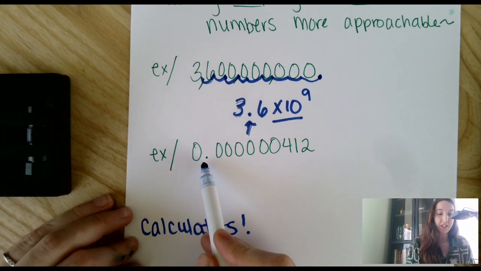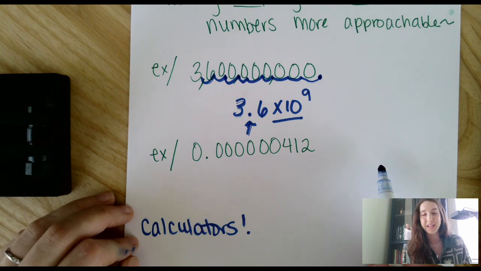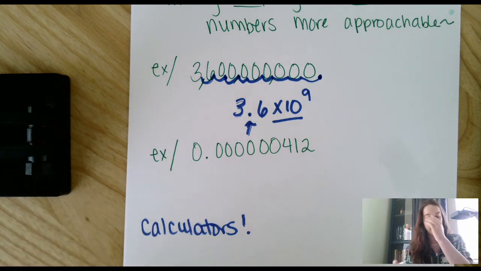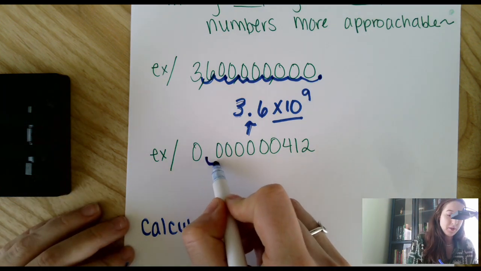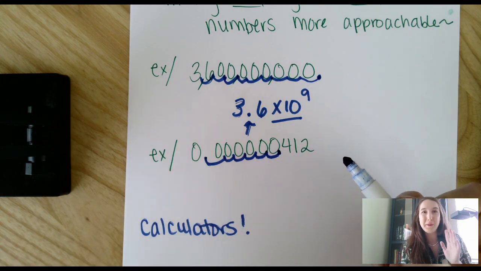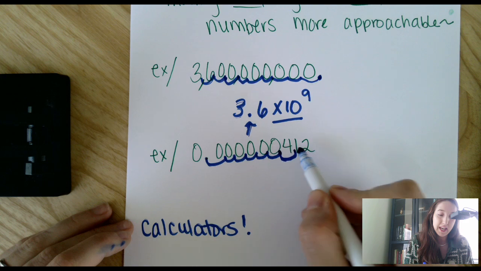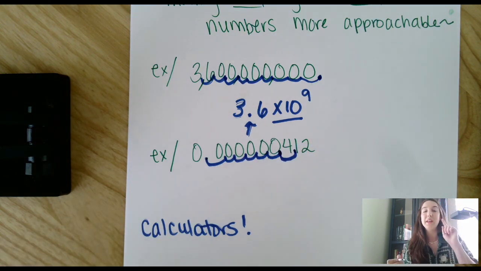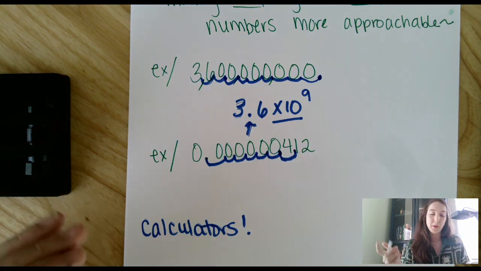This time, though, I need to move my decimal this way, because that's where the numbers are that are greater than 0 and less than 10. If I move it 1, 2, 3, 4, 5, 6 times, I have 0.4, not big enough. If I move it again, I get 4.12. That's a number that is greater than 0 and less than 10.